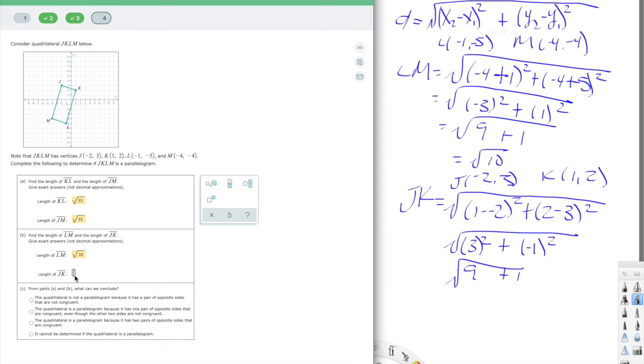So we just proved that opposite sides are congruent. So we just want to go down here and choose that. So the quadrilateral is not a parallelogram. Well, we just proved it is. So the quadrilateral is a parallelogram because one pair of opposite sides are congruent, even though the other sides are not congruent. Well, that's not true. Both pairs have to be congruent. It is a parallelogram because it has two pairs of opposite sides that are congruent. And it cannot be determined if the quadrilateral is a parallelogram.